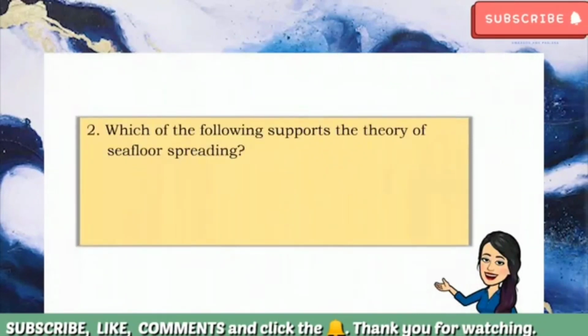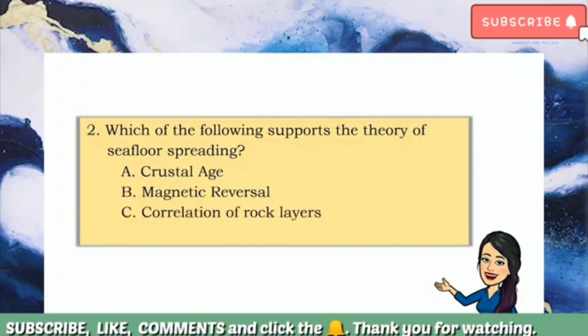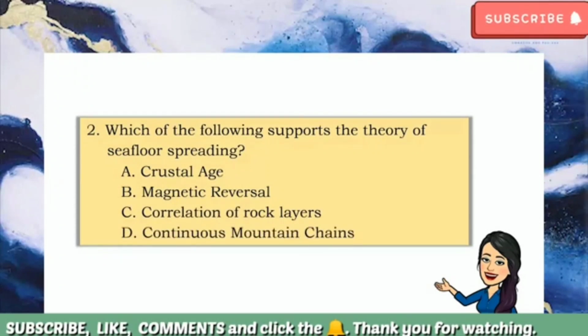Question number 2. Which of the following supports the theory of seafloor spreading? A. Crustal age, B. Magnetic reversal, C. Correlation of rock layers, D. Continuous mountain chains. The correct answer is letter B.